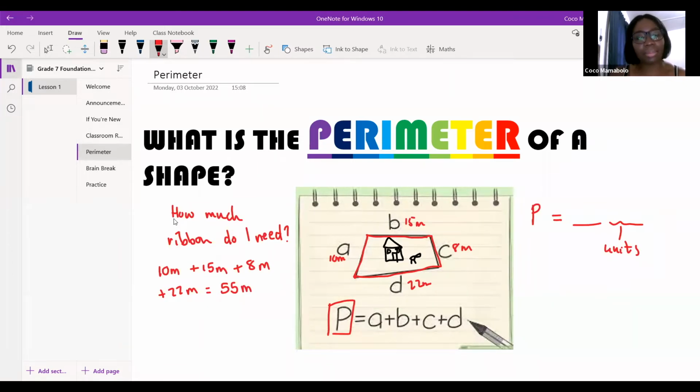Okay, can I get a thumbs up, thumbs down? How are we feeling about calculating perimeter? I think it's pretty simple. I see that thumbs up.